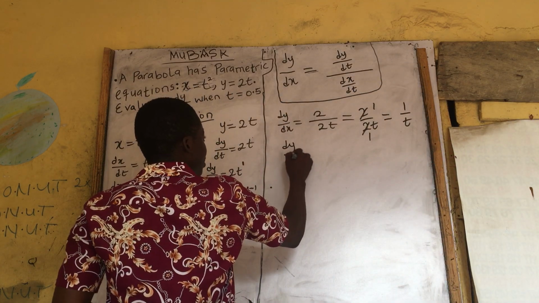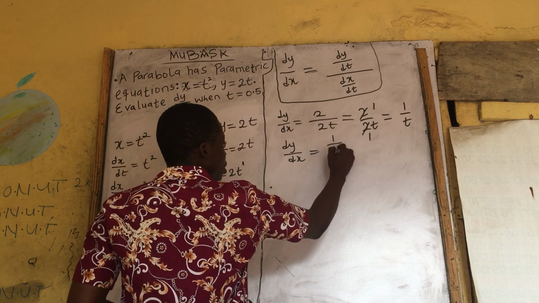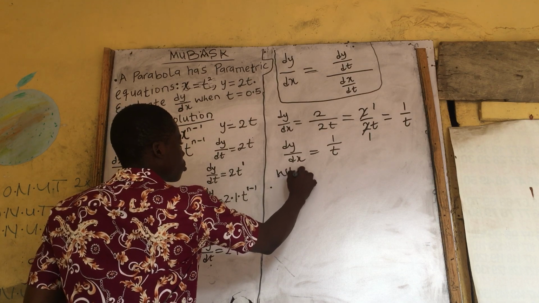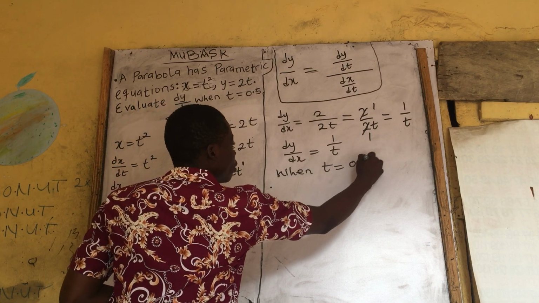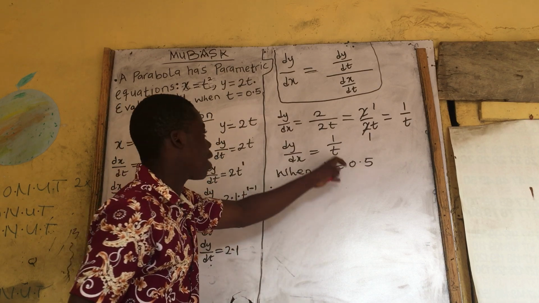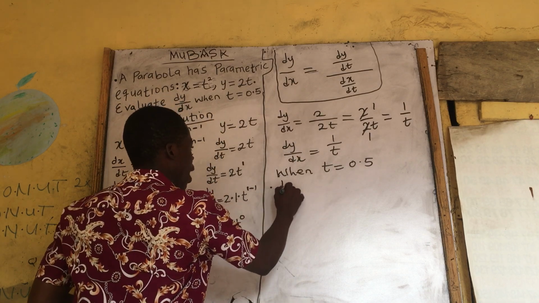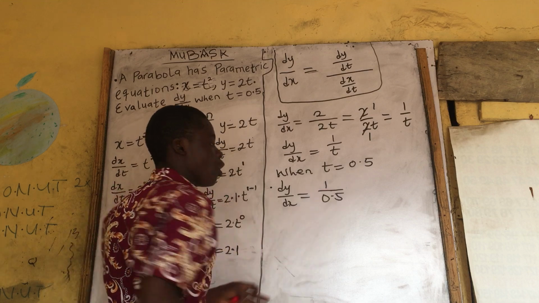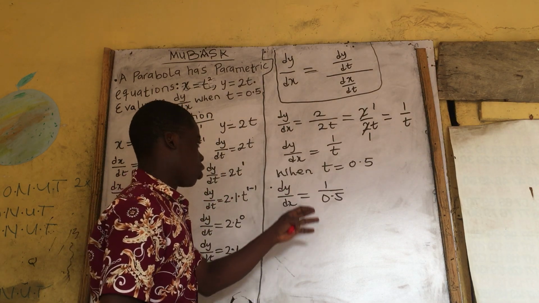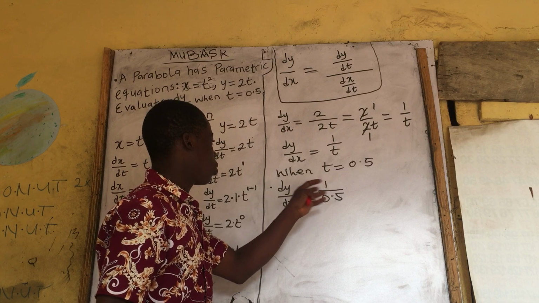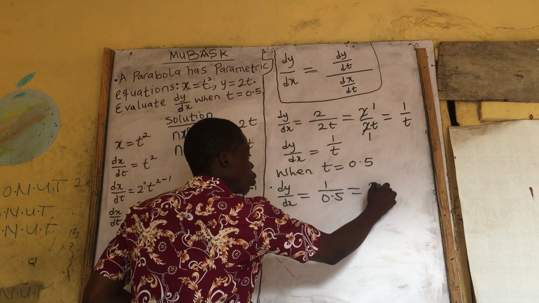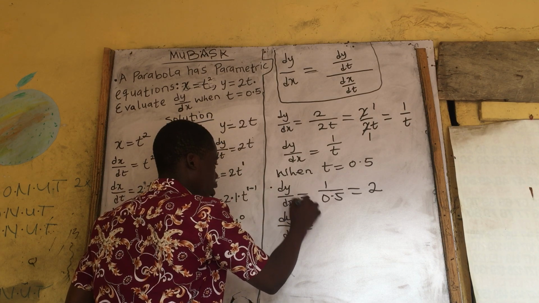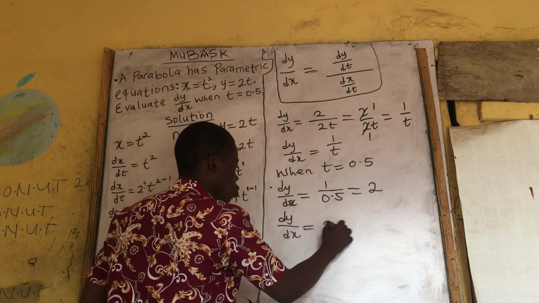Our dy over dx now equals 1 all over t. But don't forget, when t equals 0.5, let us substitute the value of t into it. The dy over dx now equals 1 all over 0.5. If you press it in your calculator, 1 all over 0.5 gives us 2. So dy over dx now equals 2.